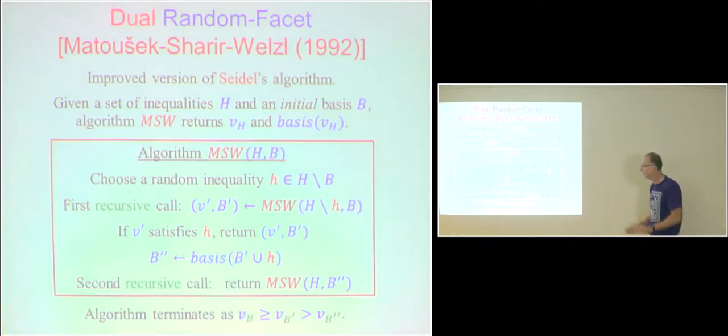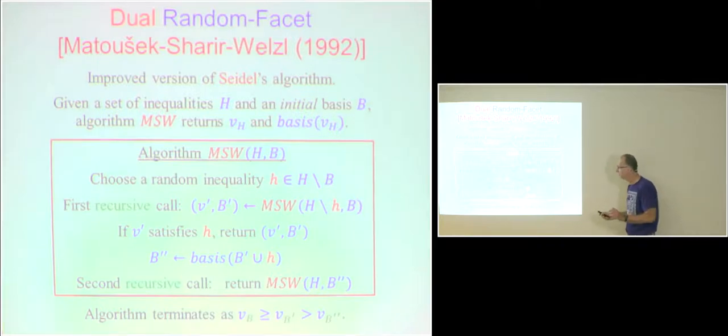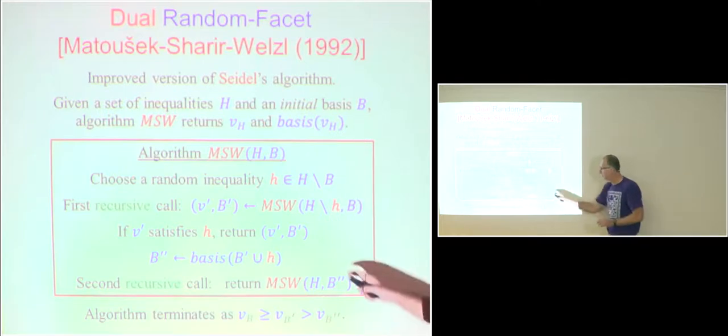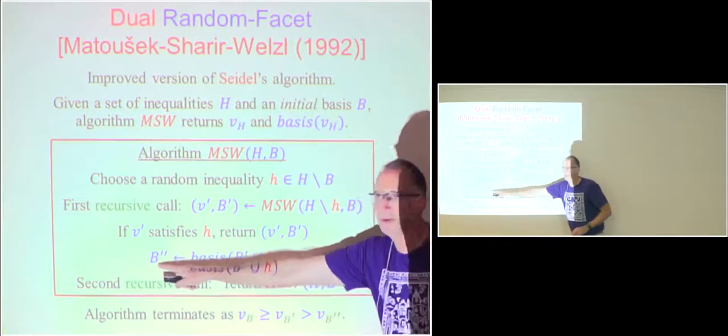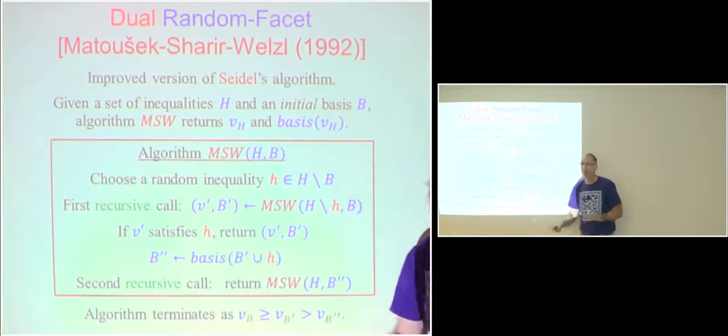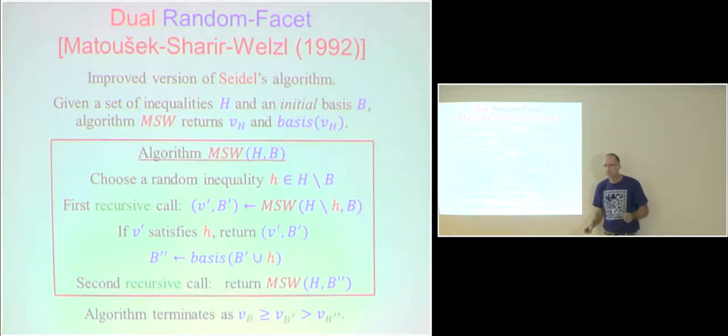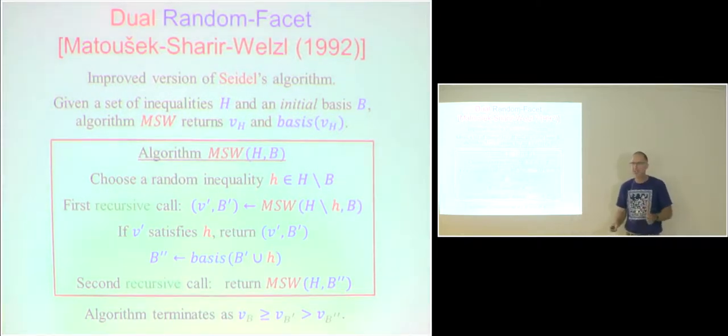Okay, so that's the whole algorithm. Now, if you look at it, you may think that it's not such a big deal, right? I'll show you in a minute that once we do this step, H enters the basis B prime, B double prime, and it will never leave it. It's essentially like imposing this inequality with an equality, and this is also done by Seidel's algorithm.